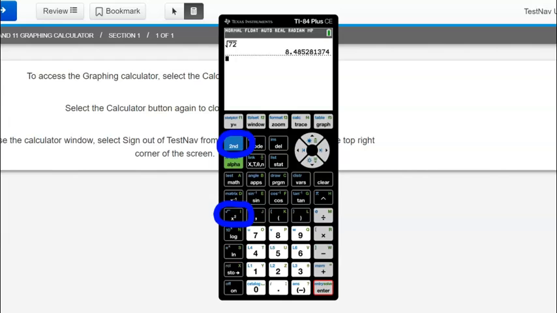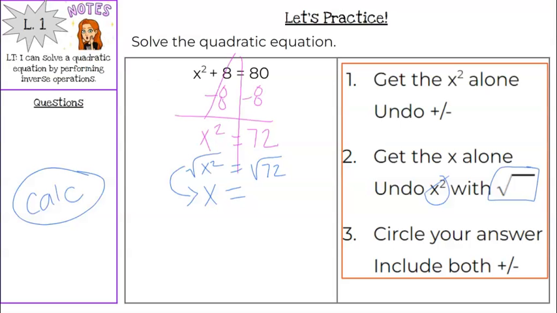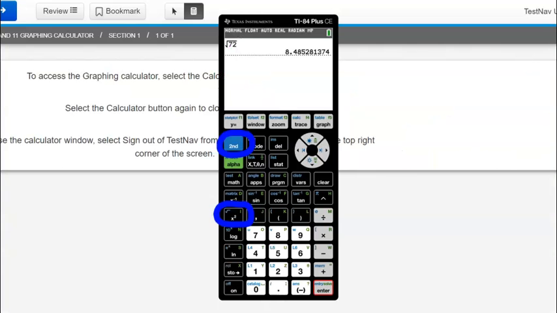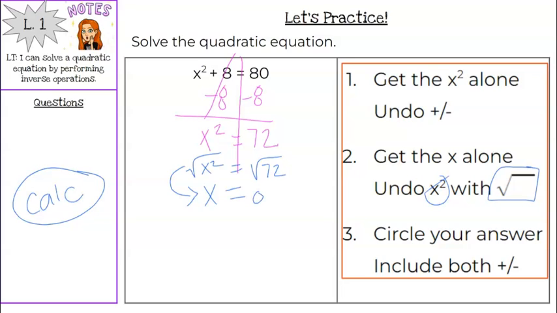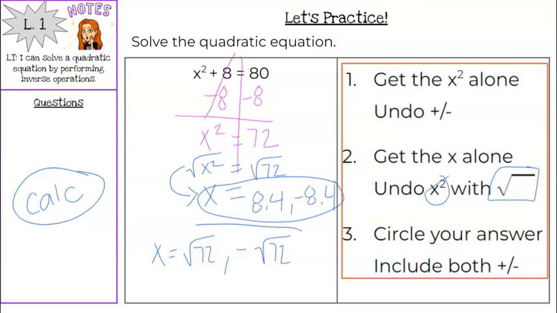So when you have a decimal answer, you have two options. You can either write your answer as the decimal. So we would have 8.4. So we could say 8.4 and don't forget the negative one. Or you can just say x is equal to the square root of 72 and the negative square root of 72. Both answers are completely acceptable.